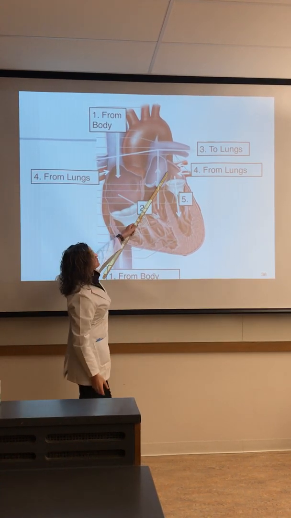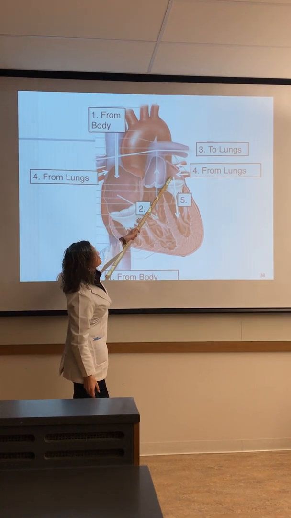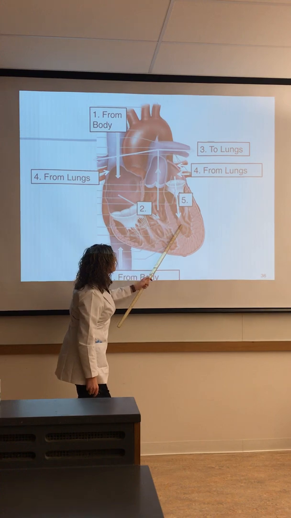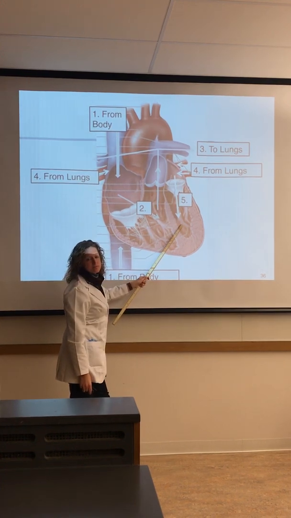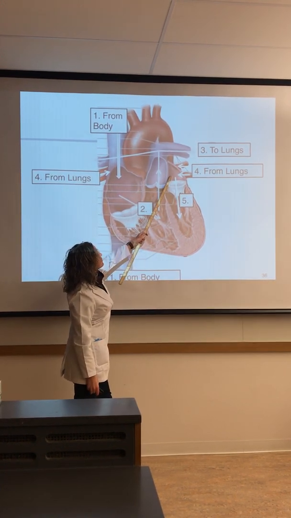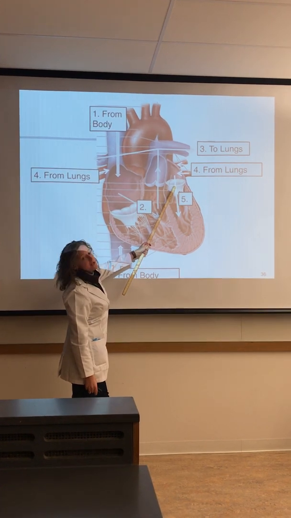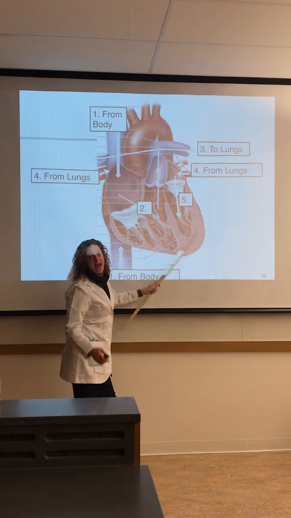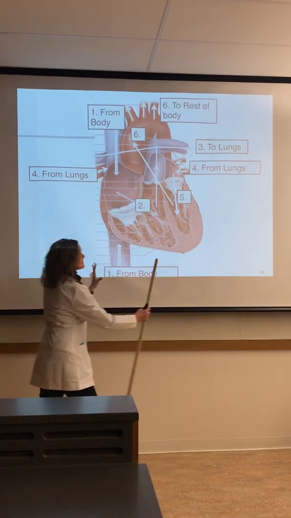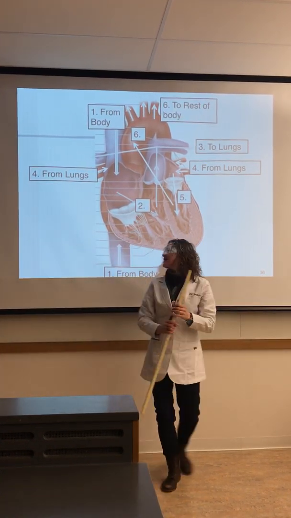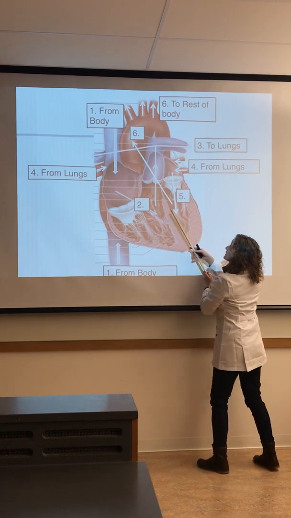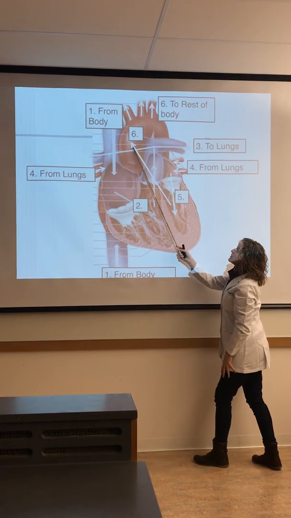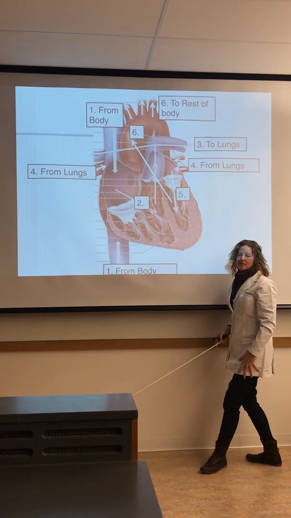Then the left atrial wall will contract to push blood through an open bicuspid or mitral valve into the left ventricle. Okay, so left atrial walls contract, pushes blood through the bicuspid or mitral valve into the left ventricle. And finally, when the left ventricular wall contracts, it's going to push blood through the aortic semilunar valve into the aorta and out to the body.